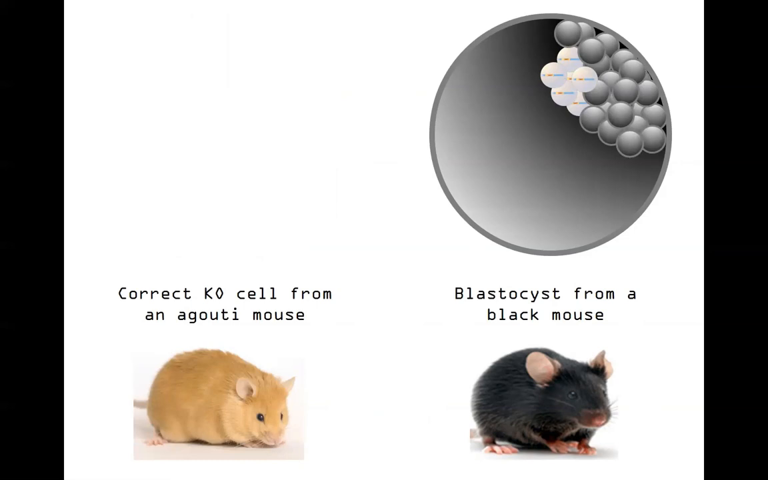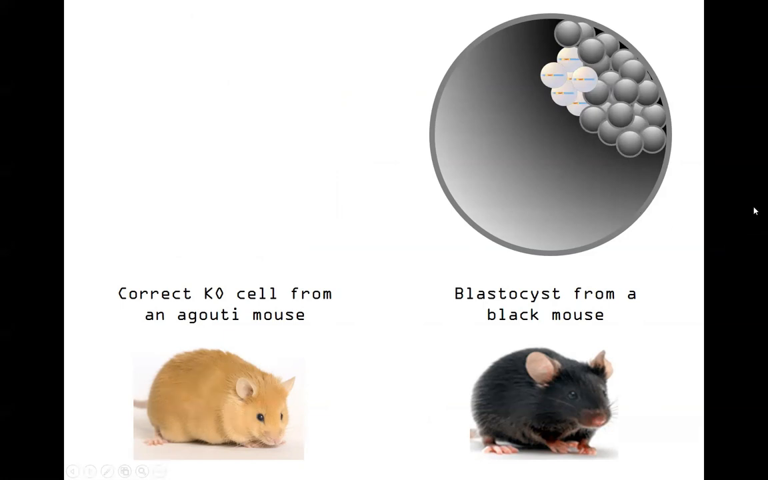So this is just kind of random, they keep dividing, okay? And you can see that some of the cells that came from our agouti mouse that have the knockout are going to divide, and then we're going to have cells from this black mouse as well, because this already contained a developing mouse cell situation, okay?